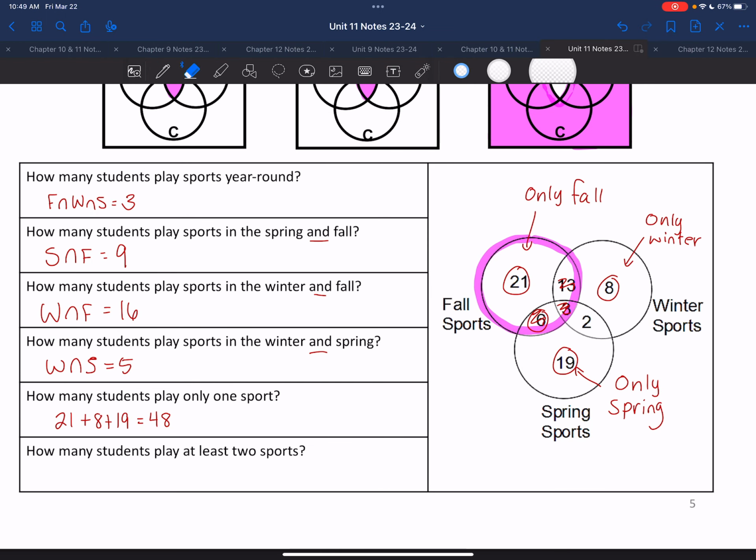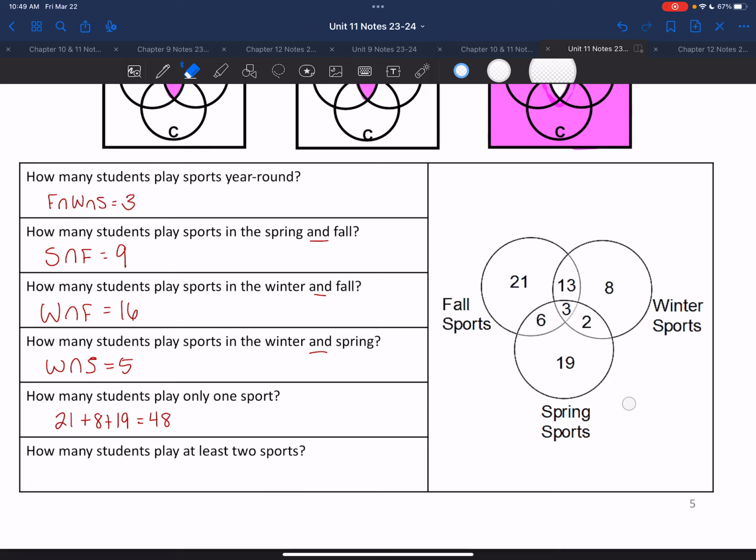And then the last one, how many students play at least 2 sports? All right, so you've got to look at people who play fall and winter but not spring, fall and spring but not winter, spring and winter but not fall. Okay, so there's 3 different numbers we've got to look at here. So I'm going to be looking at the intersections primarily, right? And then the other thing, it says at least, so they could potentially play 3 sports, right?